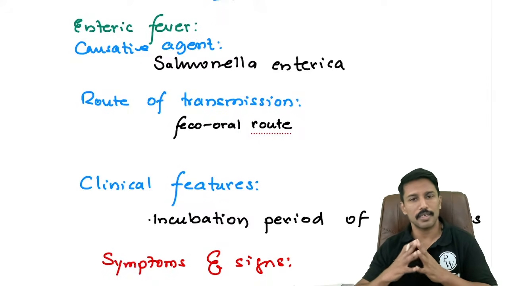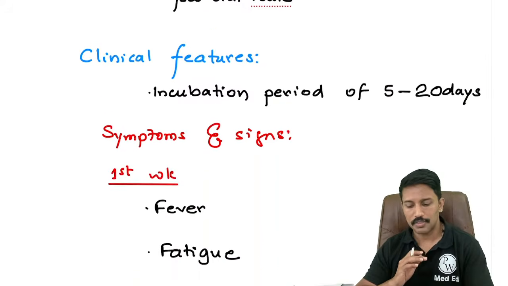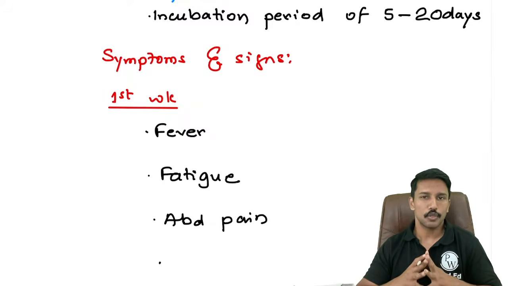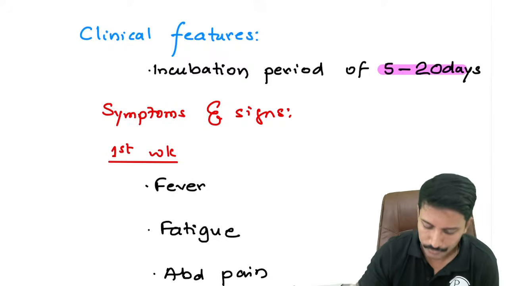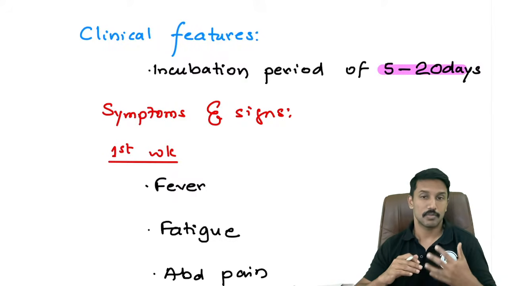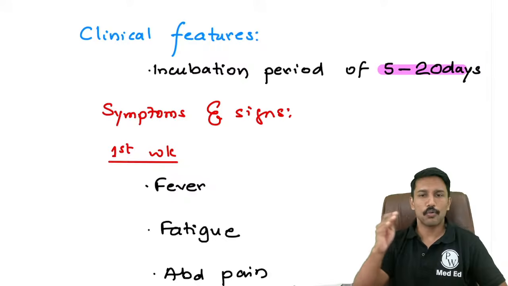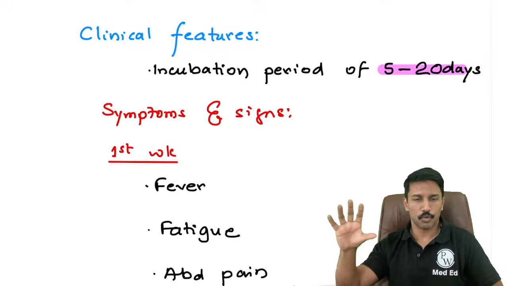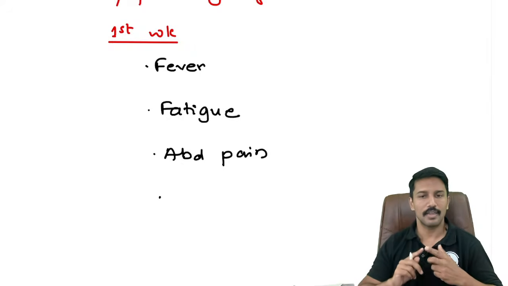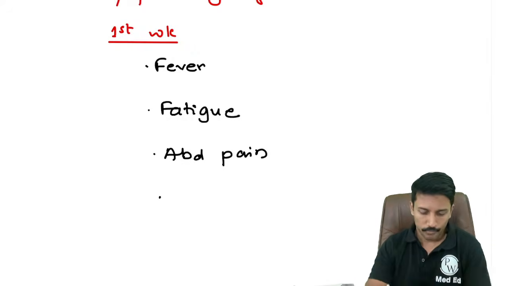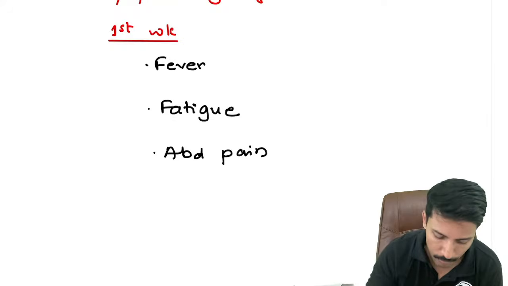So when someone acquires enteric fever, what clinical features will they present with? For the first 5 to 20 days, they may not have any symptoms because that is the incubation period, 5 to 20 days. After that, the symptoms start appearing, and there is a week-wise, stepwise progression. So in the first week of infection, mostly patients develop fever, fatigue, and abdominal pain.